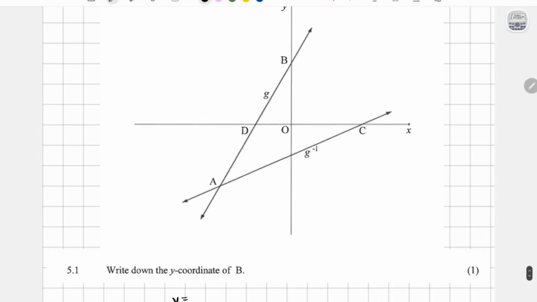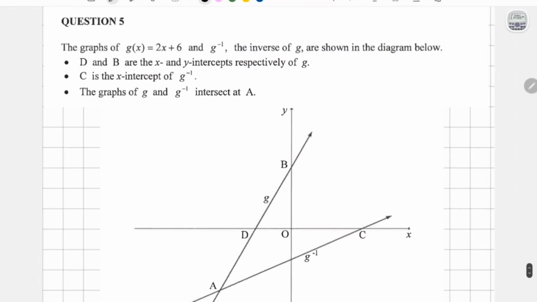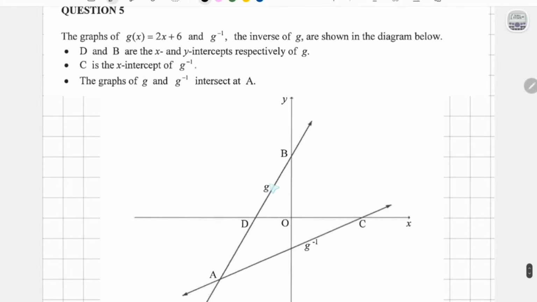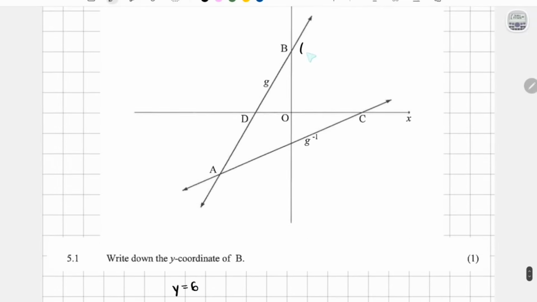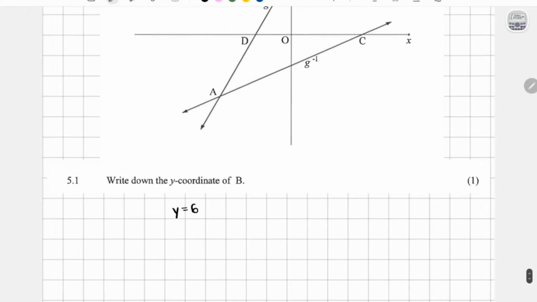So since it's the y-intercept, remember, do we have the equation of g? We do. This is the equation of g, and it's in the form of y is equal to mx plus c. If that is our gradient, and this is our c, c is always your y-intercept. So it means that the y-intercept is 6. So that y value of B is 6. So y is equal to 6. As a coordinate, it's of course going to be (0, 6) because the x value is 0. So that's the first question.